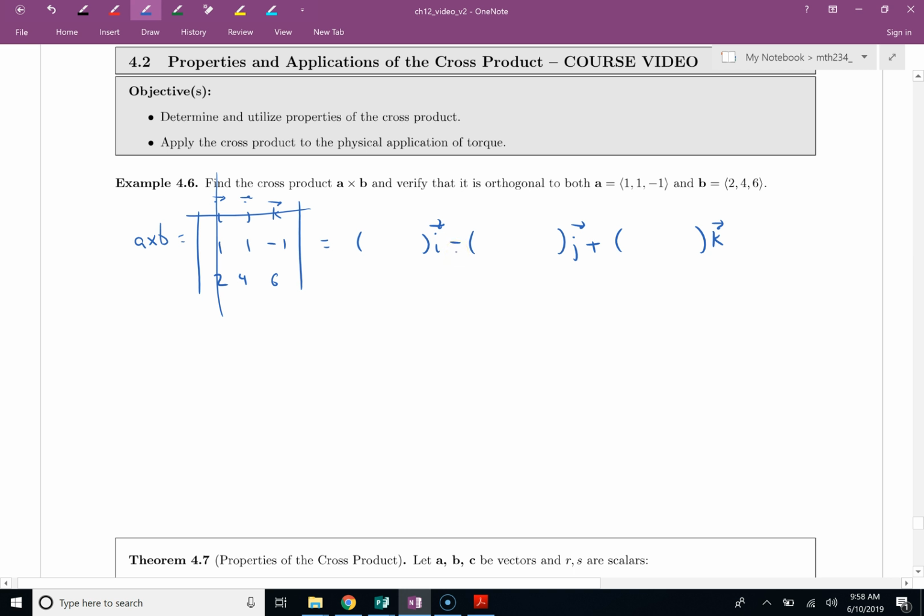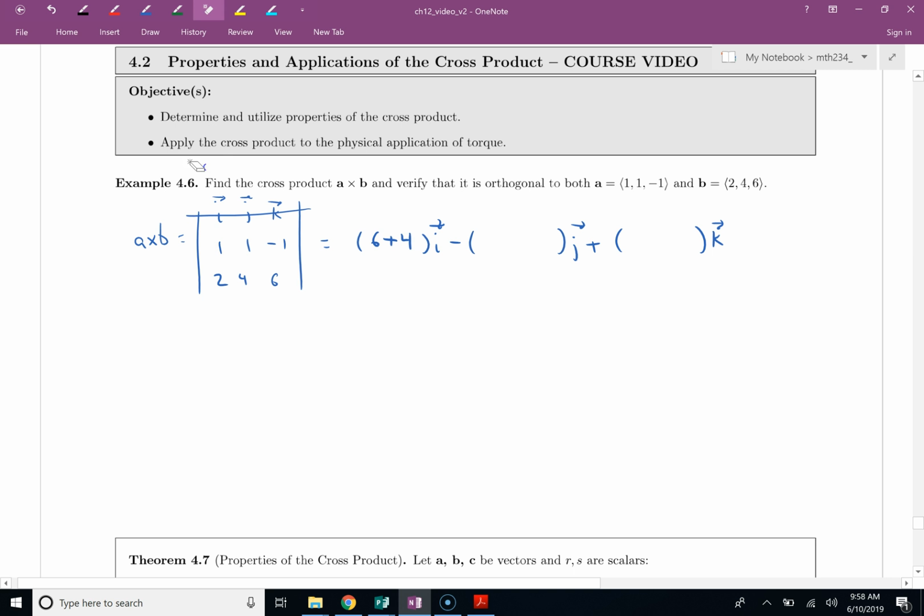So, all right, now that I have this written out, let's go ahead and calculate these determinants of the matrix minors. So 1 times 6 is going to be 6. And then we have to subtract away negative 1 times 4, right? So we're looking at these diagonals. So negative 1 times 4 would be negative 4, but we're subtracting that away. So minus negative would be plus 4.